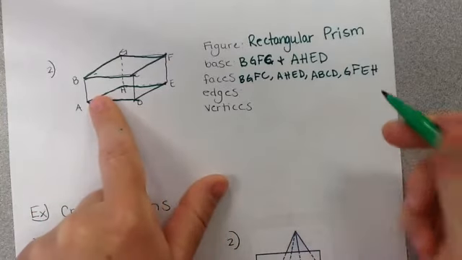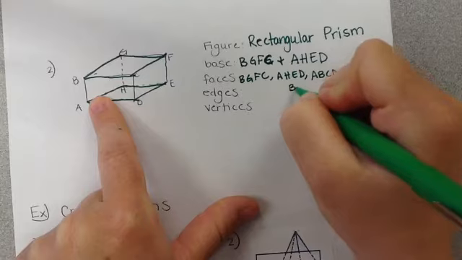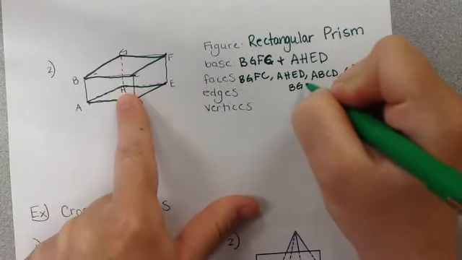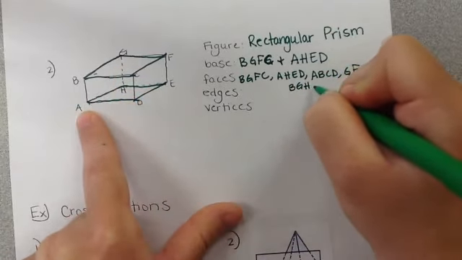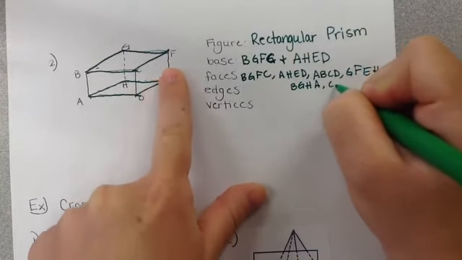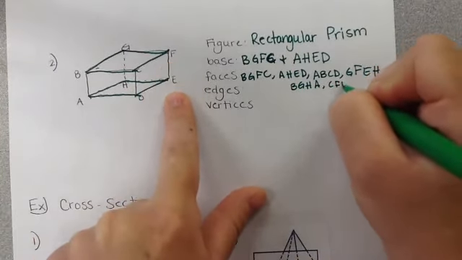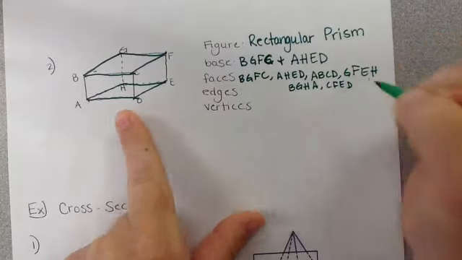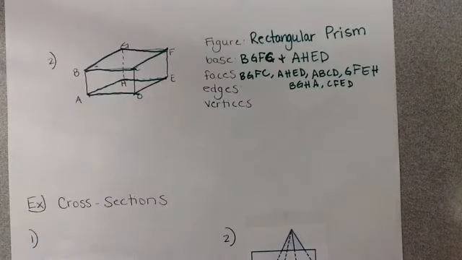Okay. The side? B, G, H, A. And we have one more side. C, F, E, D. Whew, make sure you get all of those.